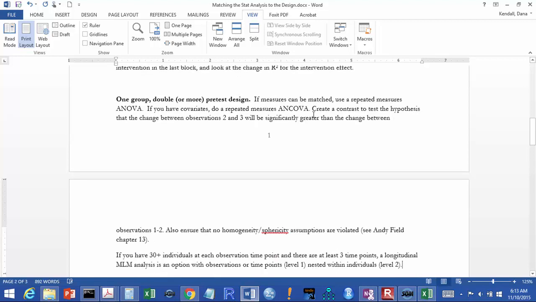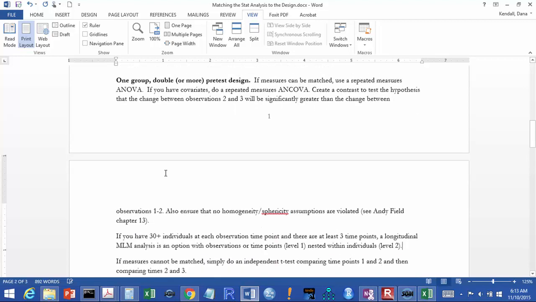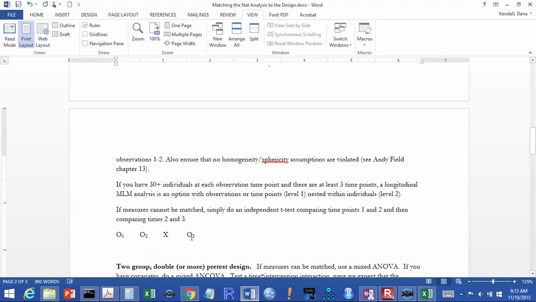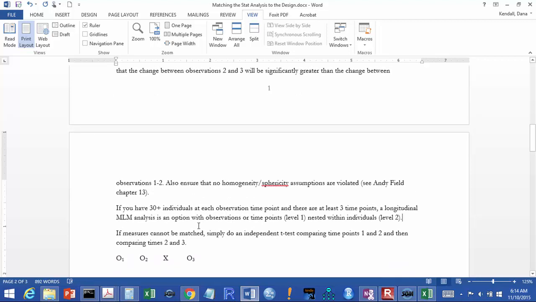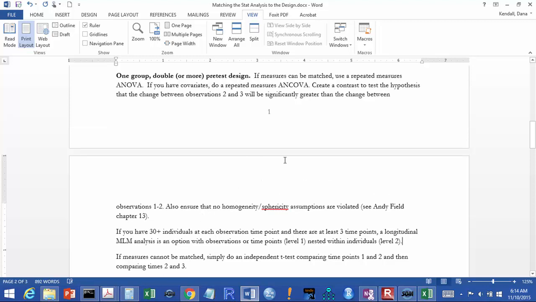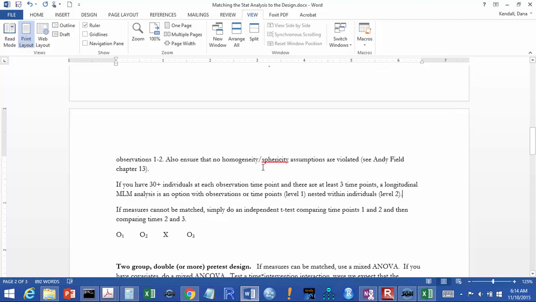Field talks about how to create a contrast to test the hypothesis that the change between observation 2 and 3 will be greater than the change between 1 and 2. There are ways to do that with planned comparisons, and again, I don't do these every day, but as a program evaluator, if that is your role in the future, you'll want to know how to do that. At least know where to go for reference always. Obviously, we don't always pull this information out of our head each time, but you can go to trusted sources like Field. There are some unique assumptions to this kind of test that Field talks about in Chapter 13.